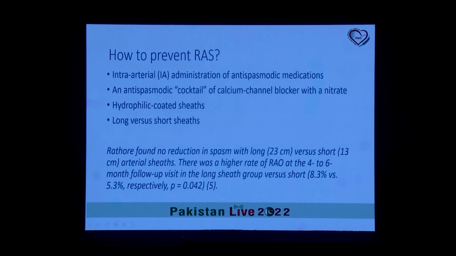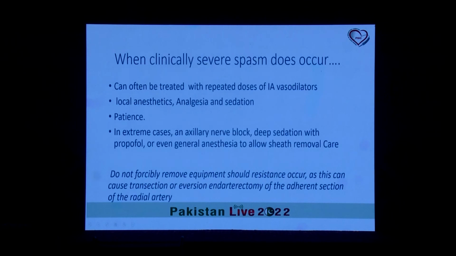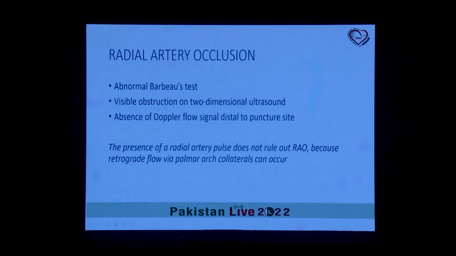Rathore found no reduction in spasm in long versus short sheaths. However, there was a high rate of radial artery occlusion at 4 to 6 months follow-up visits with the use of longer sheaths. When clinical spasm does occur, it can be treated with repeated doses of intra-arterial vasodilators, local anesthesia, analgesia, and sedation. In extreme cases, an axillary nerve block, sedation, and general anesthesia can be used.